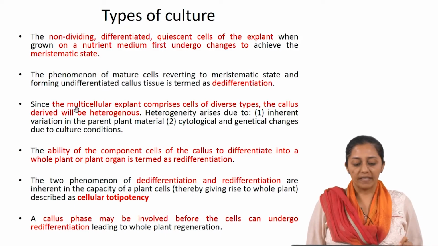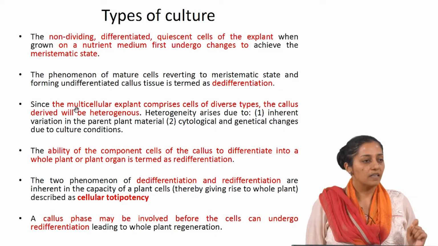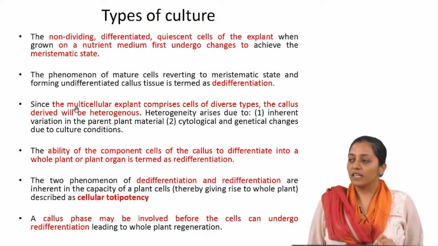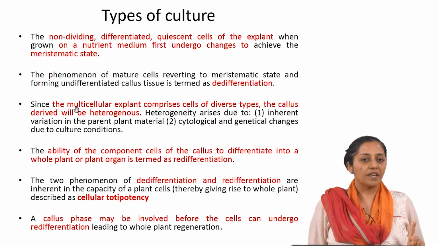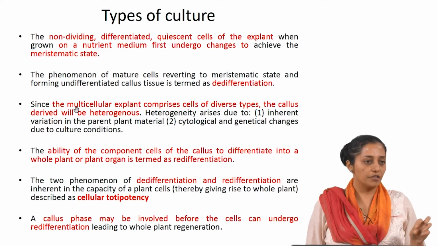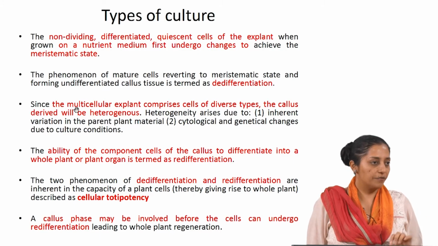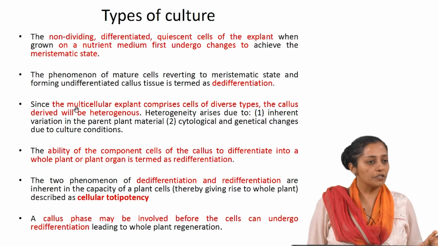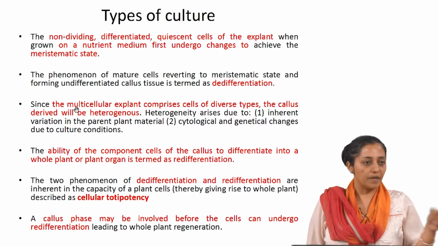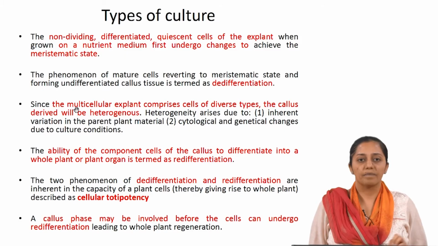Now since the multicellular explant comprises cells of diverse type, the callus is therefore heterogeneous in nature. Heterogeneity arises due to two factors. One is inherent variation in the parent plant material, because there are so many different kinds of cells. The second is cytological and genetical differences. All these cells are performing different functions, which means that some genetic information is expressed and some genetic information is not expressed in these different types of cells.